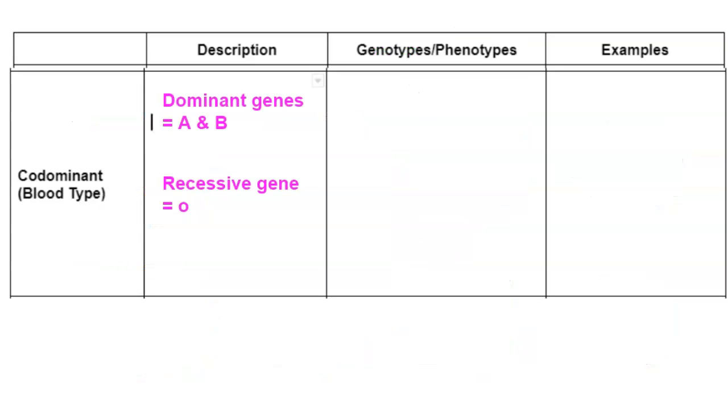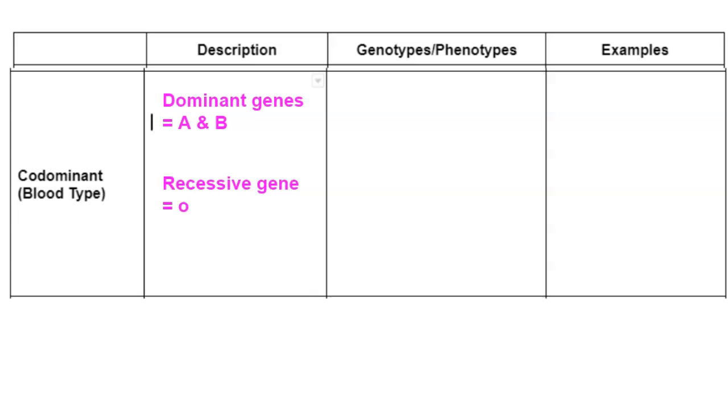So here's what we're going to write in our little chart. The dominant genes are A and B. So two genes are dominant. We've got an A gene that's dominant and a B gene that's dominant. The O gene is recessive. We call it co-dominant because we have two dominant genes and they're going to be dominant together. They're both going to show up. They're not going to blend. They're both going to have their proteins show up on that blood type.